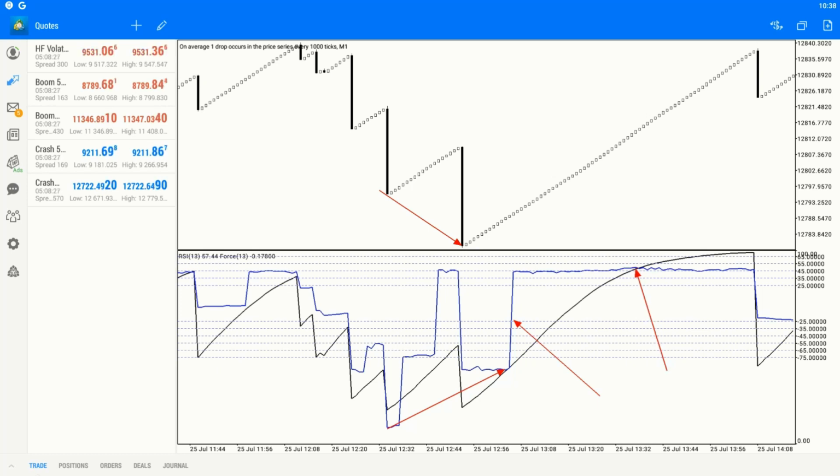Alright guys, this is all about the Gold Digger strategy. I took your time, I'm sorry this video is very long. Next time I'll try to make shorter videos, but I hope you got enough information. I hope you got enough knowledge on how to trade Crash and Boom in the trend direction. Remember, don't risk your account. Take good money management and make money.